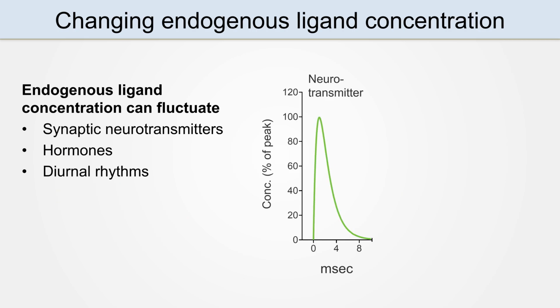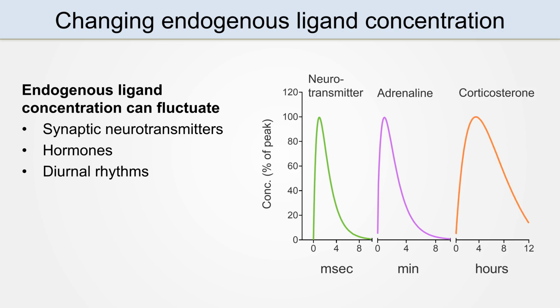Now there are some additional factors to consider. What we've seen so far does not consider the endogenous ligand for the target. This could be the endogenous agonist for a receptor or a substrate for an enzyme. The endogenous ligand concentration can change over time. Examples include synaptic release of a neurotransmitter, shown here, which takes milliseconds, release of a hormone like adrenaline, which happens over minutes, or diurnal rhythms, such as corticosterone, which can take hours. When the endogenous ligand fluctuates, interesting things can happen, as we're about to see.